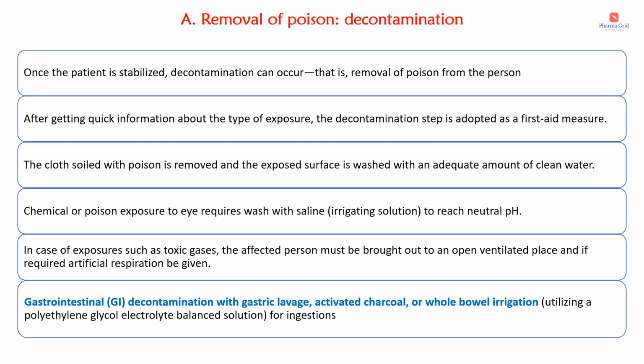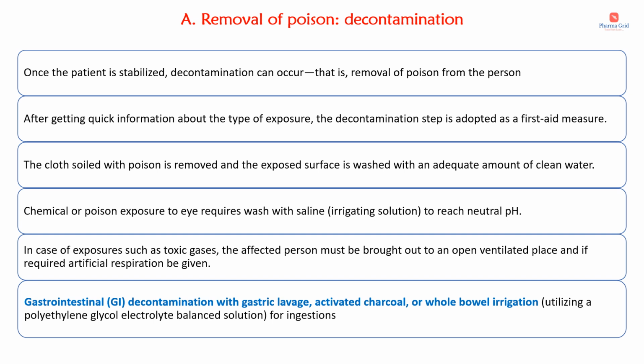Now we will see about the different general methods that can be used for the removal of poison. That is nothing but decontamination. Once the patient is stabilized, decontamination can occur, which means removal of poison from the person. After getting quick information about the type of exposure, the decontamination step is adopted as a first aid measure. First aid measures we have already seen in the previous slide.